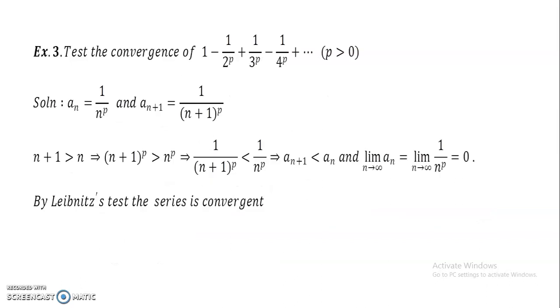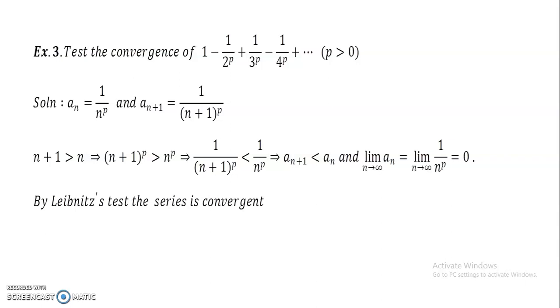And in the third problem, it is a p series, where p is positive, that is 1 by n power p, but wherein the terms are alternately positive and negative. The (n+1)th term is 1 by (n+1) power p. So when you have n plus 1 greater than n, and you take the power of p on both sides, which is (n+1) power p greater than n power p, which implies if you take the reciprocal of these two terms, the inequality becomes less than, that is 1 by (n+1) power p less than 1 by n power p.